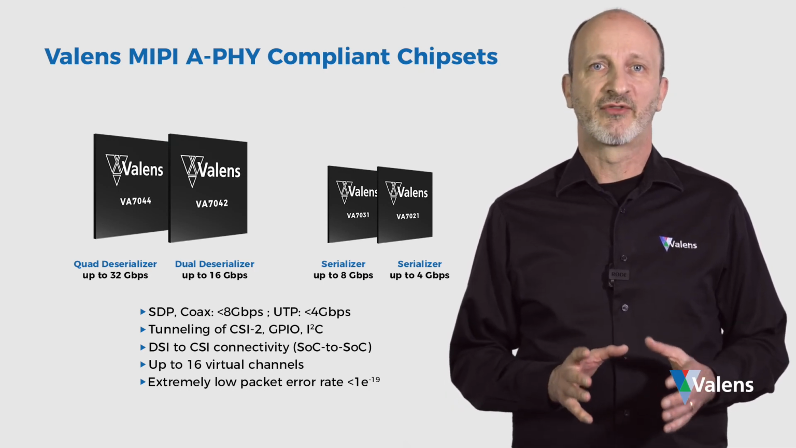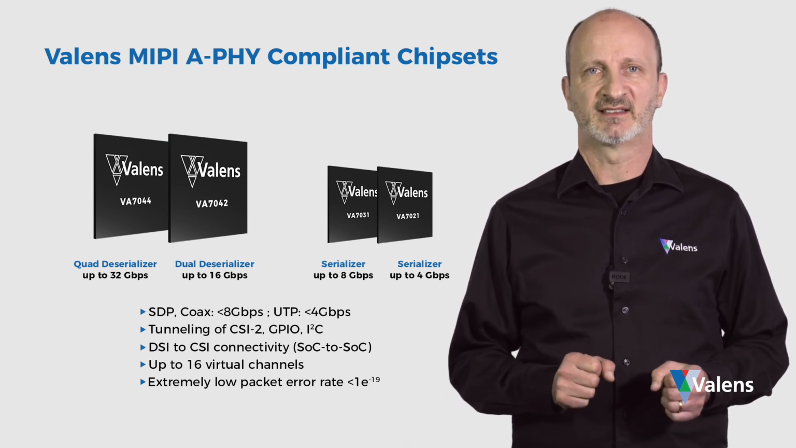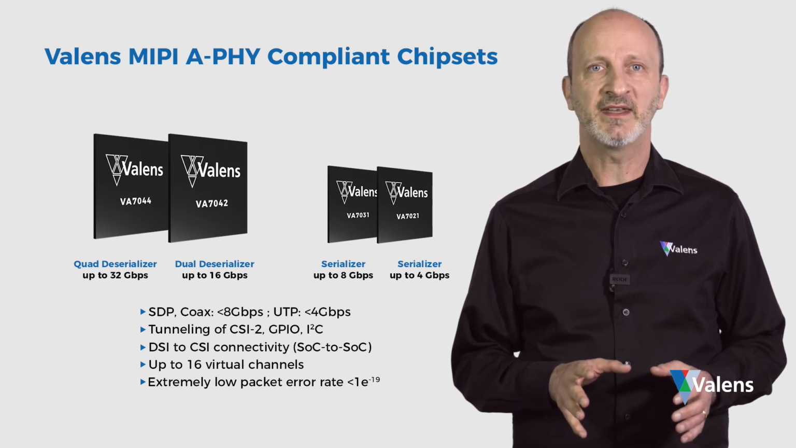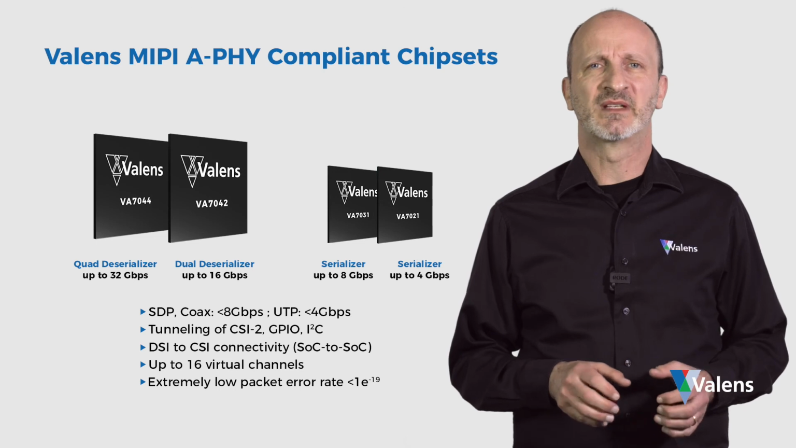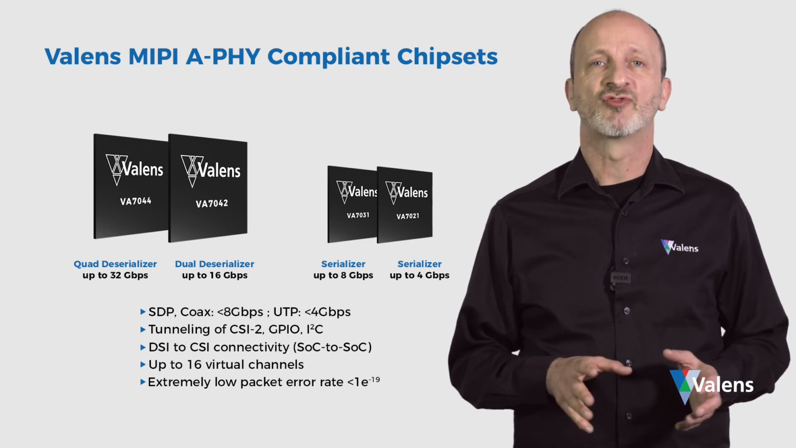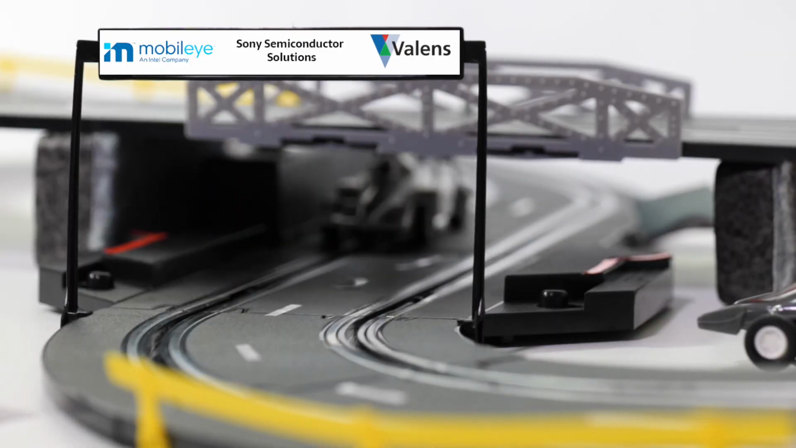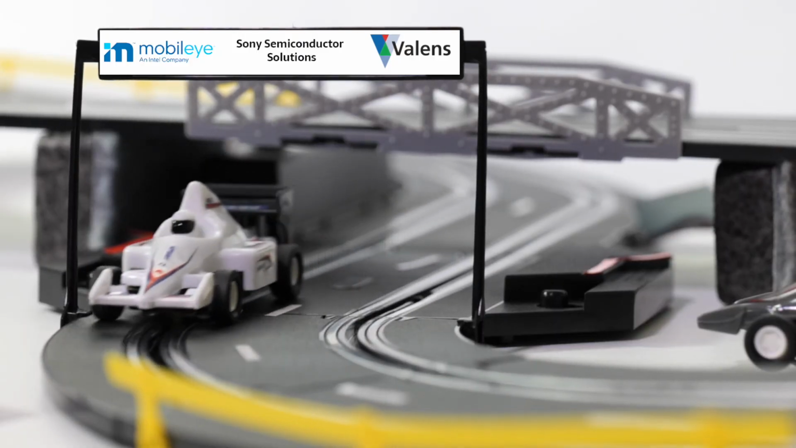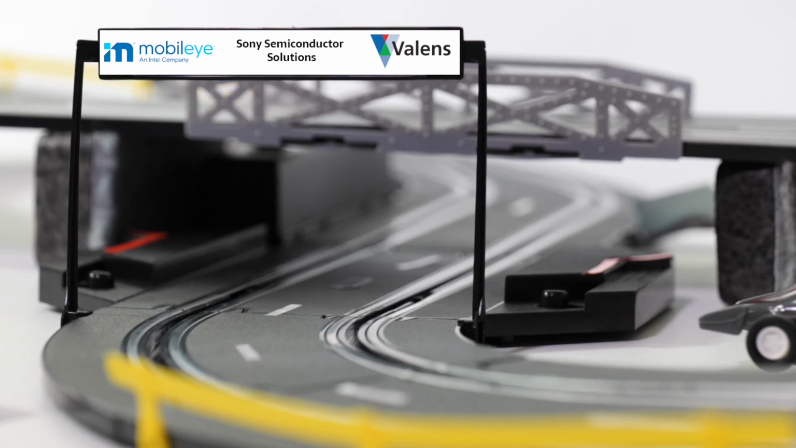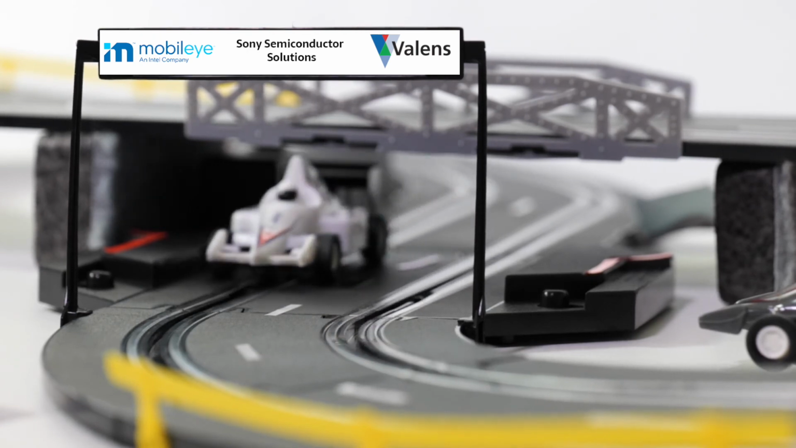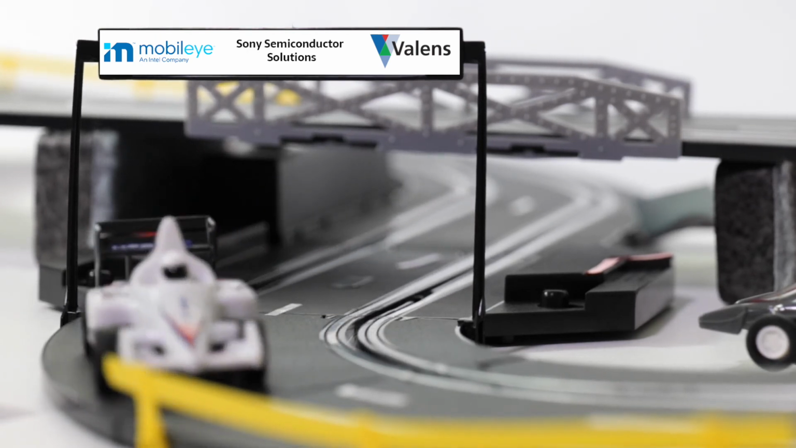Valens will also be offering 2 discrete serializers, our VA7031 running over an 8 gigabit per second A-PHY and our cost-optimized VA7021 running over a 4 gigabit per second A-PHY. MIPI A-PHY solutions are designed to meet the needs of future AD car networks, supporting complex topologies, high bandwidth and strict safety requirements. Engineering samples of our VA7000 family chipsets will be available later this year.